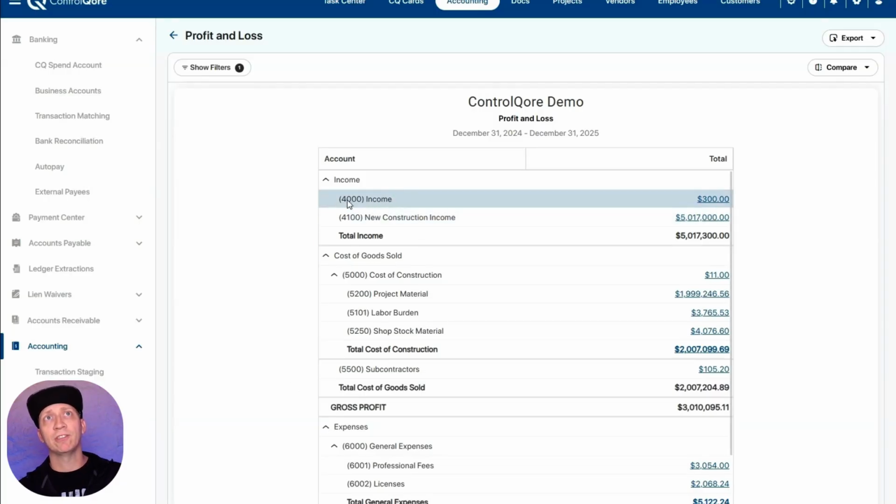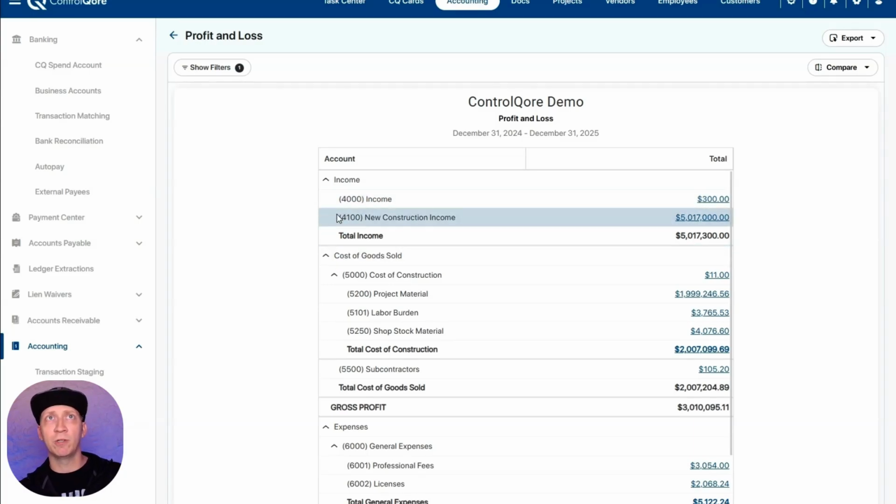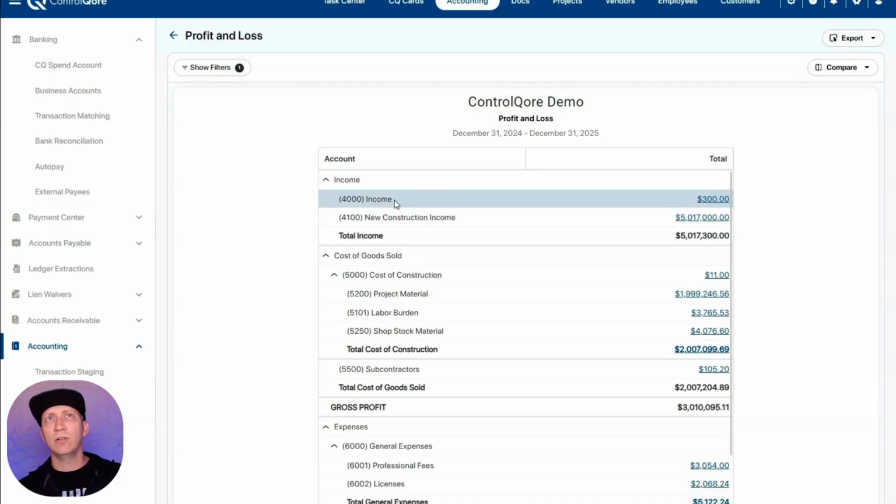So if I want a really clean profit and loss, I'm going to look at this and say, okay, 4,000 is my parent chart of account number. All of these below it, the 4,100, 4,200, however you name them, are going to be considered income. I don't really want things to go to the income because that doesn't delineate. What does $300 of income mean, right?